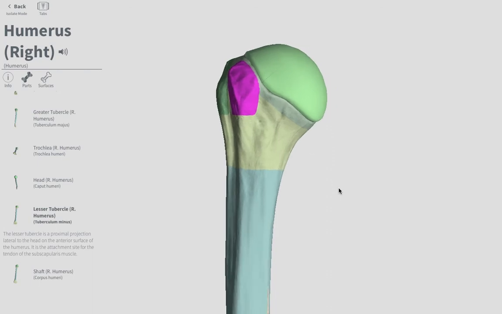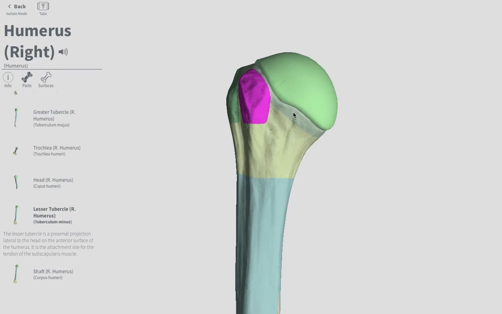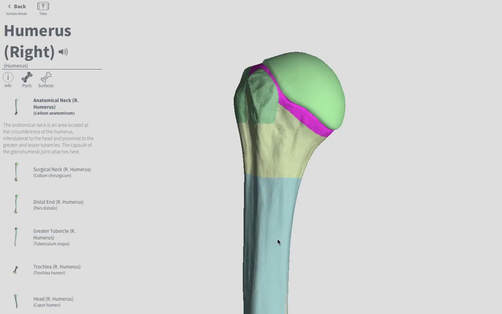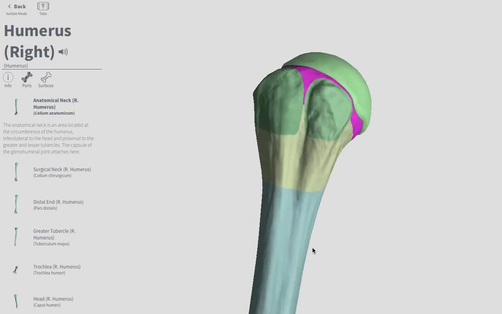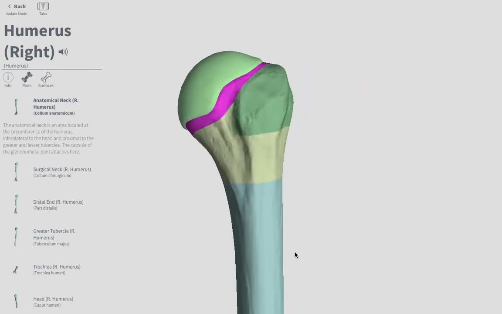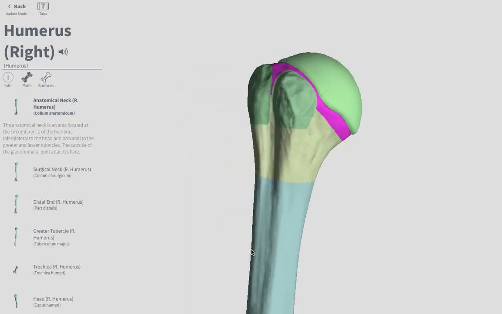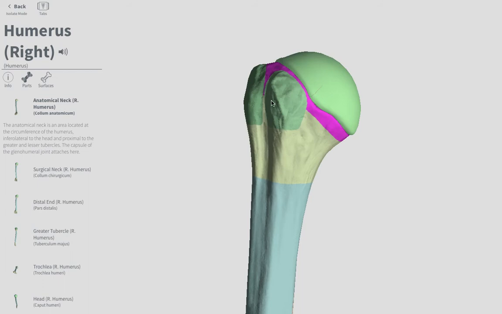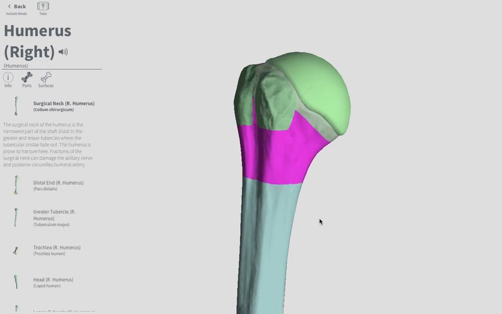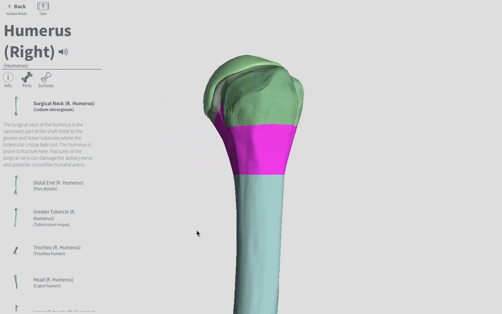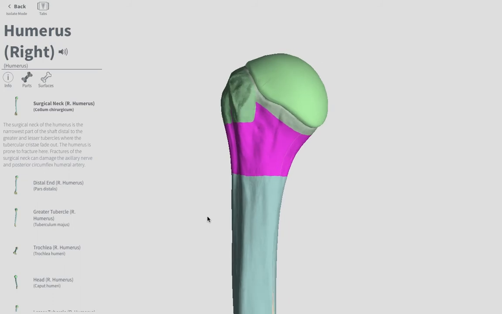The anatomical neck is just superior to the tubercles. So it's actually this circumference there. So I'll rotate this around. It's going to border the superior parts of the tubercles and the head, which we'll get to in a second. But let's contrast that with the surgical neck, which is all of this area here. So the surgical neck is going to lie inferior to the tubercles and the anatomical neck.